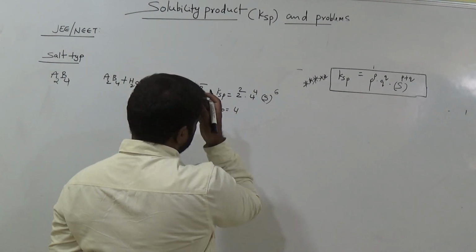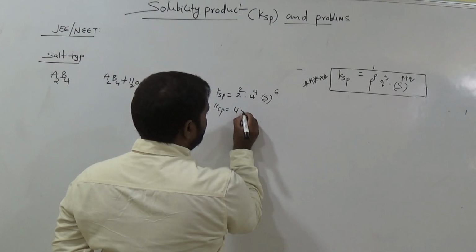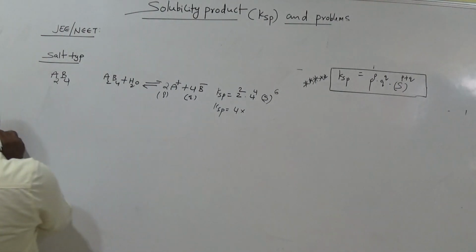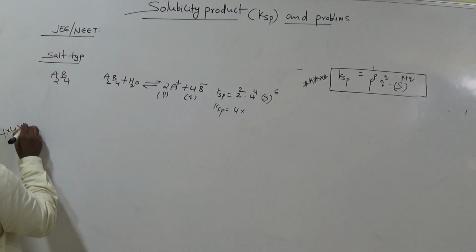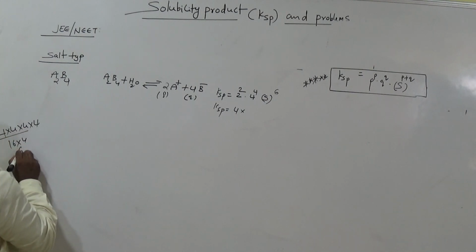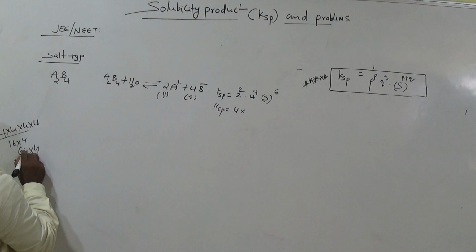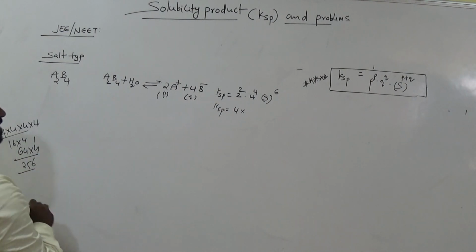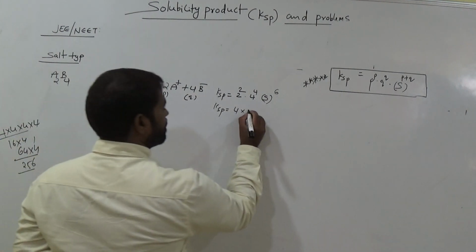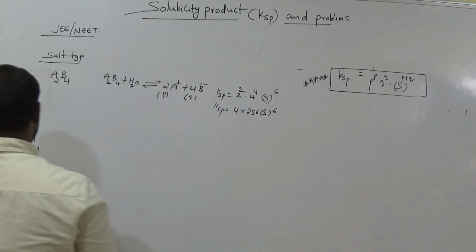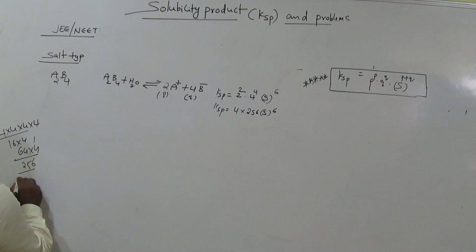Clear? And here it is 4 power 4 means, let's see, 4 into 4 into 4 into 4, am I right? 4 fours are 16, 64 into 4, 256, am I right? 256 into S power 6, so 256 into 4.